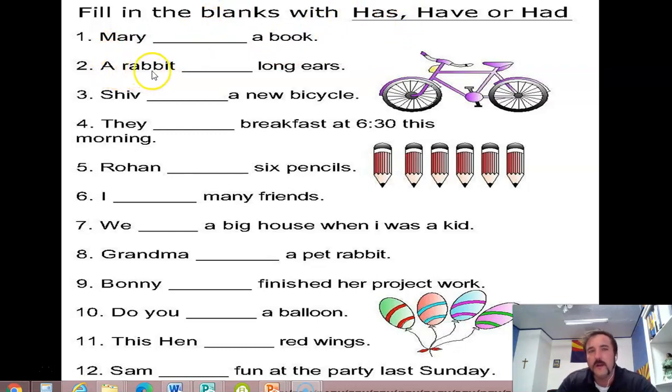Number two, a rabbit, long ears. Which one is correct? In this case, you would again use has, because here's a singular one subject. It's just one rabbit, no S, so therefore use has, which does have an S.